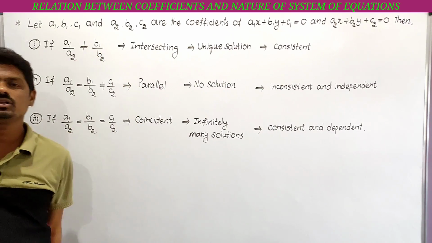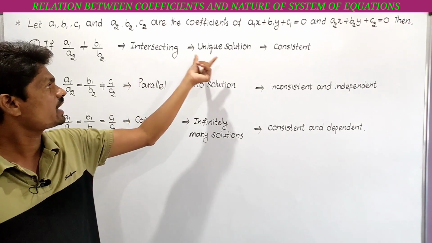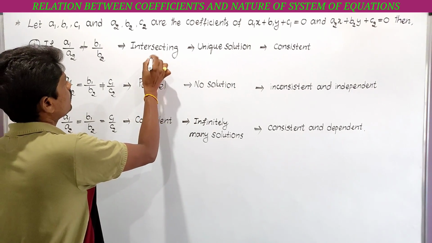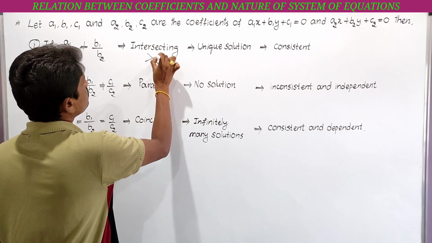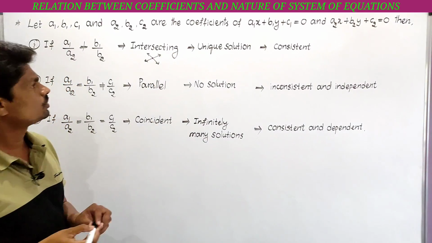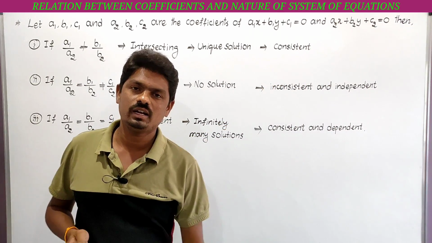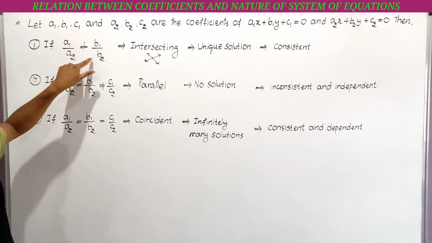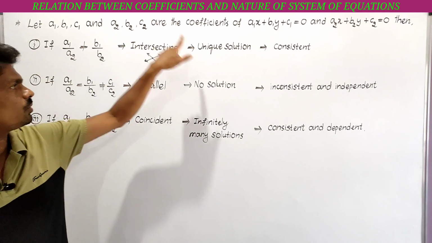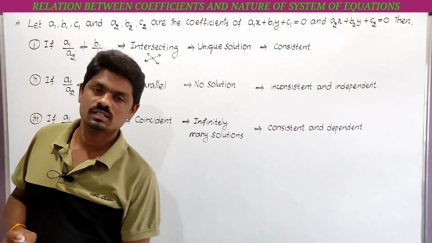So if a1 by a2 is not equal to b1 by b2, then we say intersecting. Intersecting lines have a unique solution. We know intersecting lines have a unique solution. So these are called intersecting lines. So this is a unique solution. If they have a solution, we can say they are consistent lines. So if a1 by a2 is not equal to b1 by b2, then we can say intersecting lines. Intersecting lines have a unique solution. If they have a solution, we can call them consistent lines.